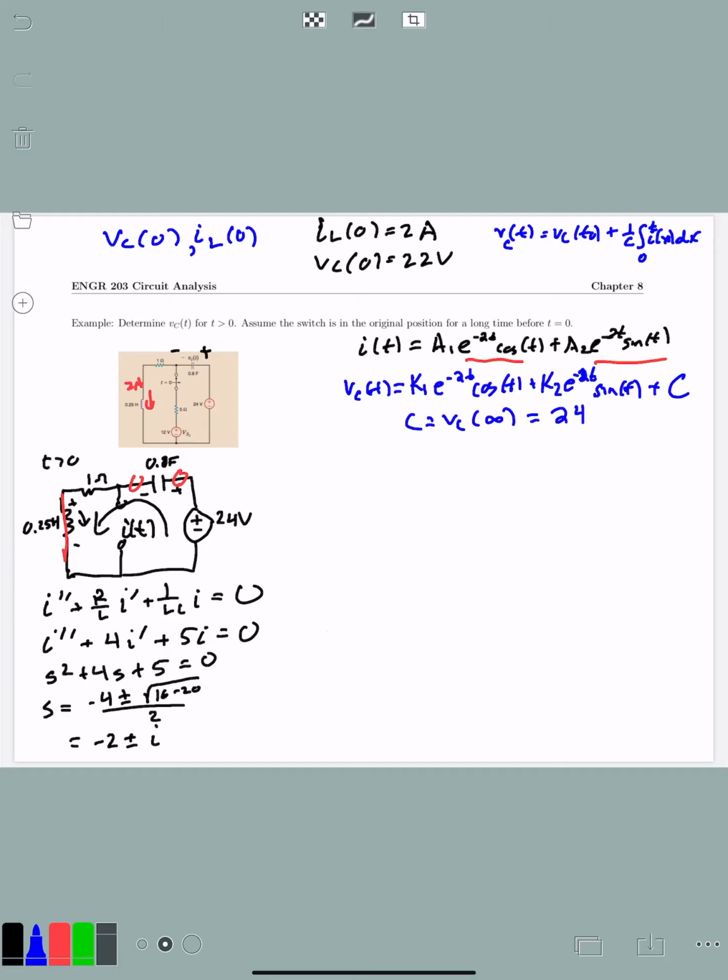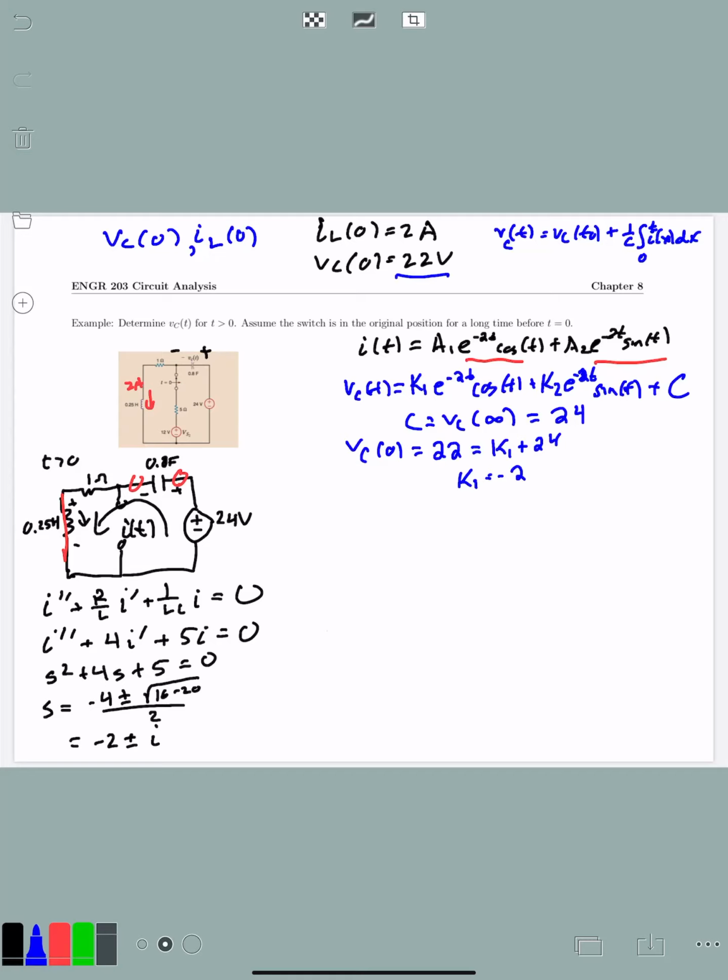Now we need to find our K1 and our K2. Well, we know that if you plug in 0, it's going to be 22. And if you plug in 0 over here, the sine part goes away, and you're going to be left with K1 plus the C, which is 24. So K1 is negative 2.